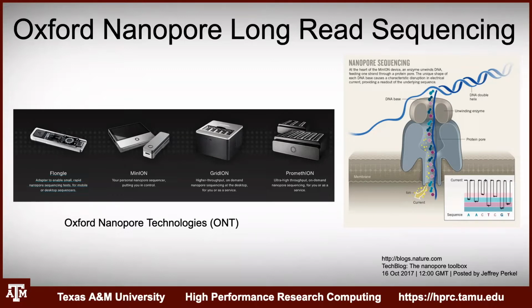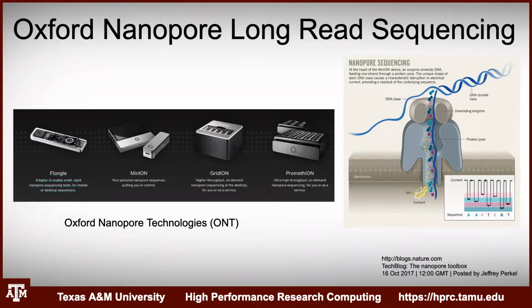The one drawback of nanopore technology is the error rate. Right now, they're claiming it's greater than 95% accuracy. I haven't seen that yet. I'm still seeing around 91 to 93% accuracy. So depending on your application, you may want to go with a different technology, right?